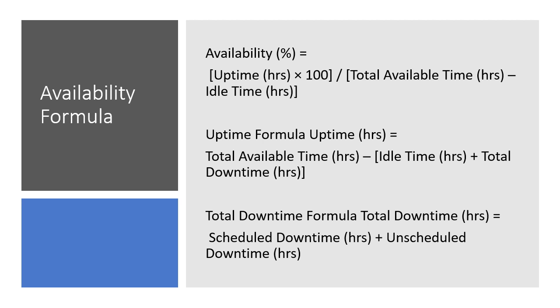Now what is availability? Availability is uptime divided by total operable time, or total time it is available to operate, which can also be denoted by total available time minus idle time. Then what is the uptime? Uptime is total available time minus idle time minus total downtime.